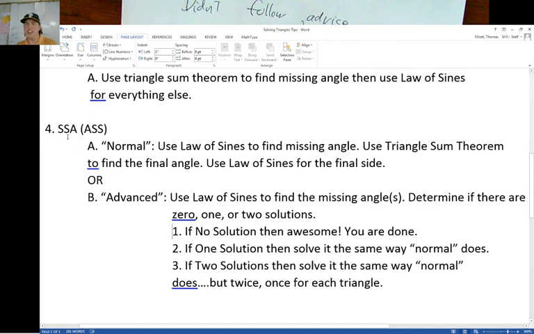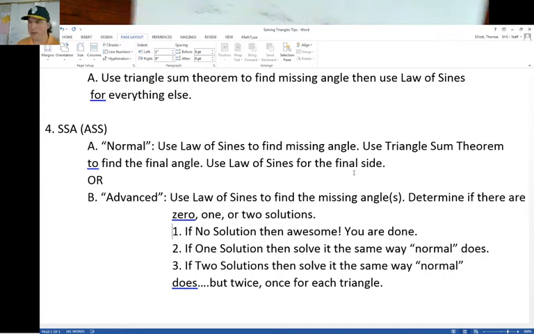This is the normal lesson, so I'm not even going to talk about the advanced stuff. But if you get a side-side-angle or an angle-side-side triangle, use law of sines to find the missing angle. You're kind of stuck with that. Use the triangle sum theorem to find the final angle, and then use law of sines for the final side. That's the easiest way to do it, and Elliot promises those problems will always work out normally for you, and you won't have anything to worry about.